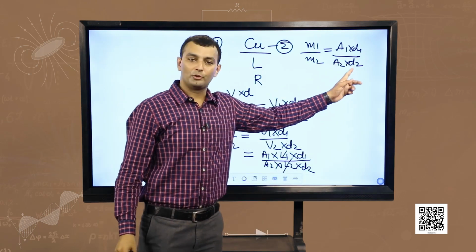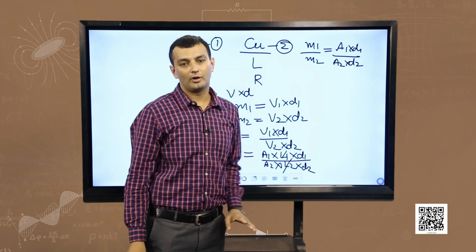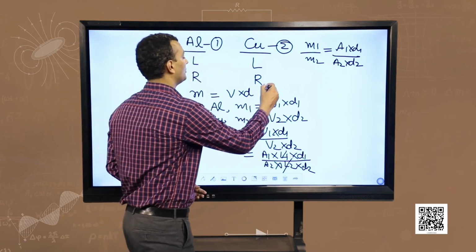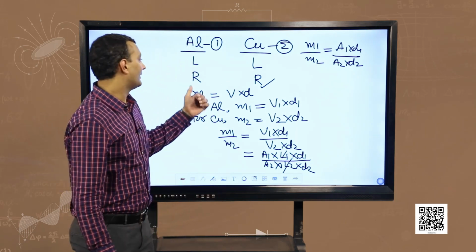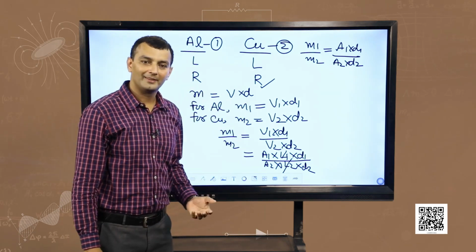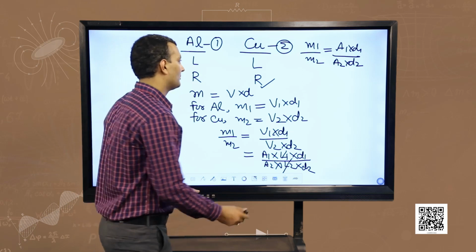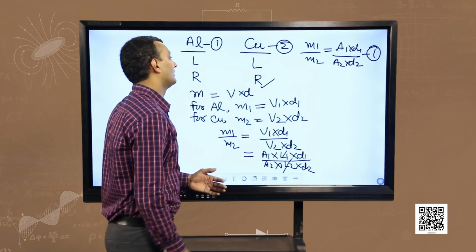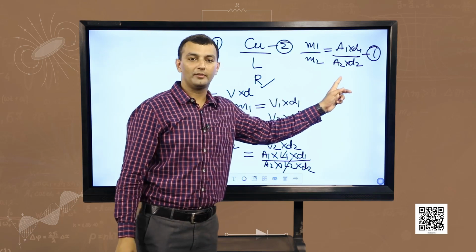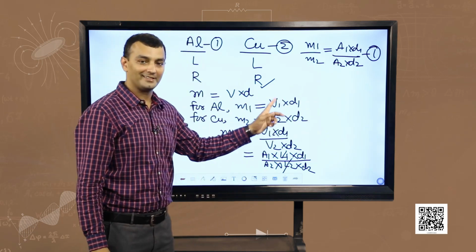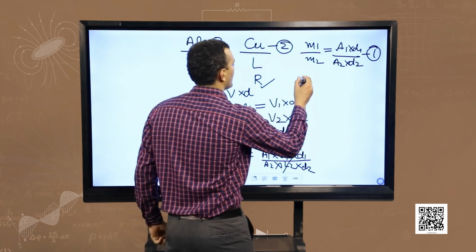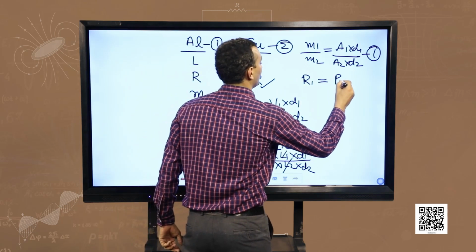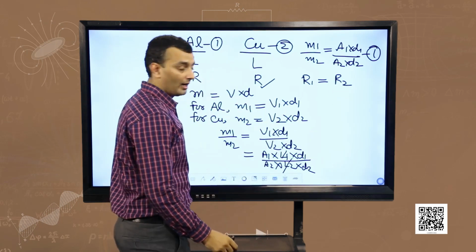Densities are already given in the question, but we are not aware of the ratio of their areas. So what we can do for this, we will be using this condition that the resistance of both the materials are the same. So let us number it as equation 1 and try to find out the ratio A1 by A2 by using this condition. This condition says that both the resistances are the same, R1 equals R2.